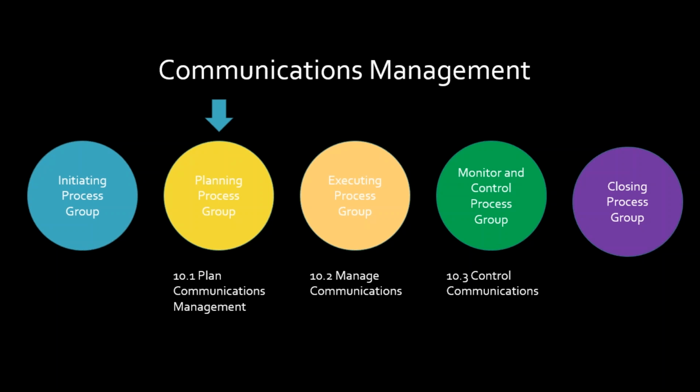How do you control something once you start to execute it? You have to measure it to some sort of baseline, right? Something other than your gut, other than your golf score. I don't know. That's something. Here's where those rules are set up, in the dot ones. So here we are back to a dot one, 10.1, plan communications management.